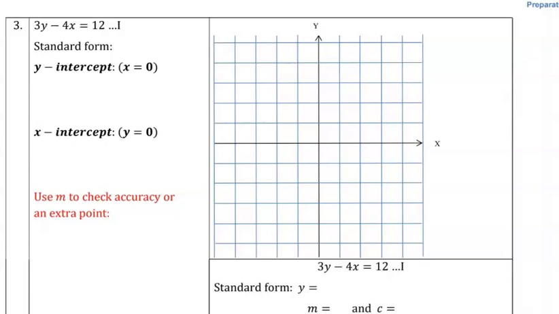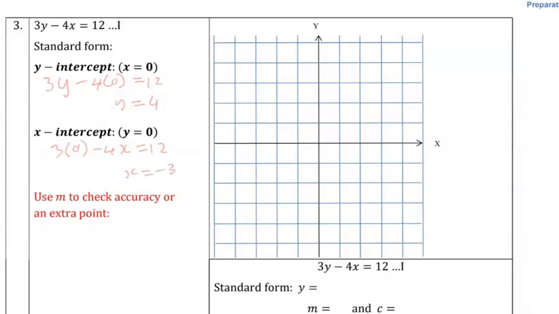There we have the equation 3y minus 4x equals 12. To find the y-intercept, we put x equal to 0, so 3y equals 12, and y will be equal to 4. And for the x-intercept, I put y equal to 0, so I get 3 times 0 minus 4x equals 12. So x will be minus 3.